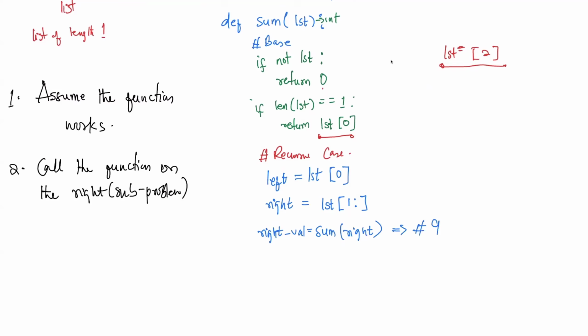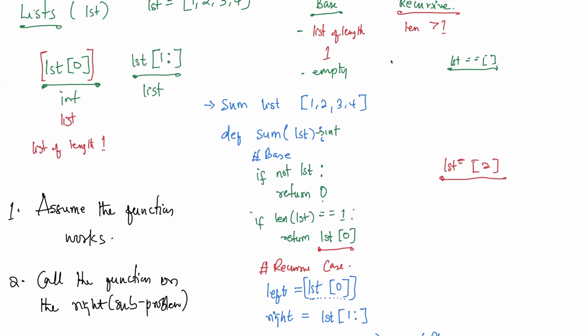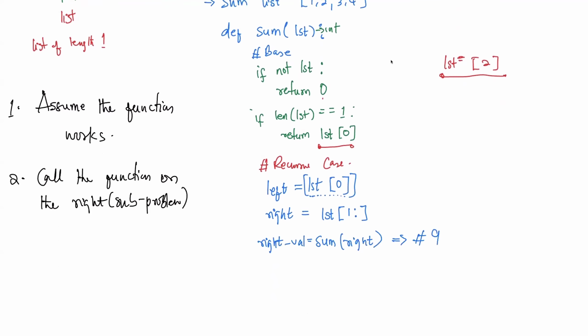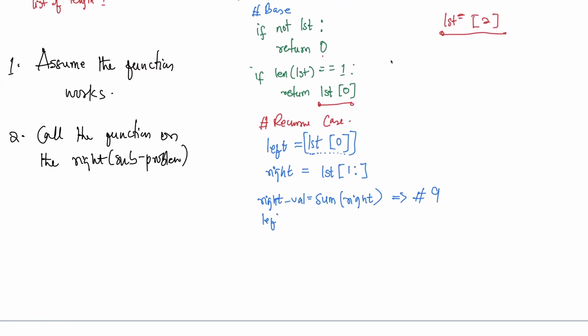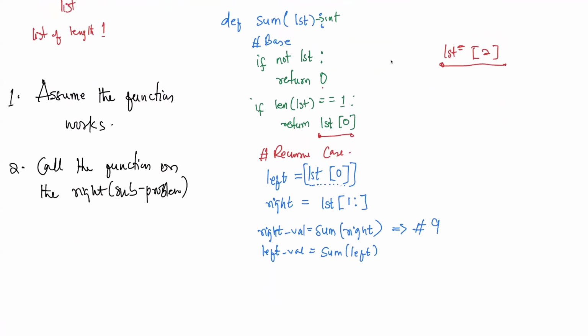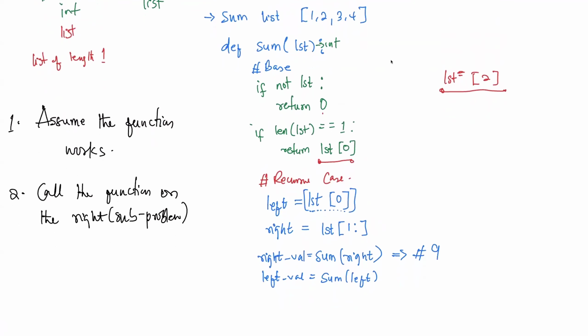Now, what is the type of list index 0? It's int. But if you put the square brackets around it, it becomes a list. That's what we did here. Now let's also do left val. If I call sum on left, what am I guaranteed to get? The number. Let's use this same example, 1, 2, 3, 4. What does it give me? 1, assuming the function works.